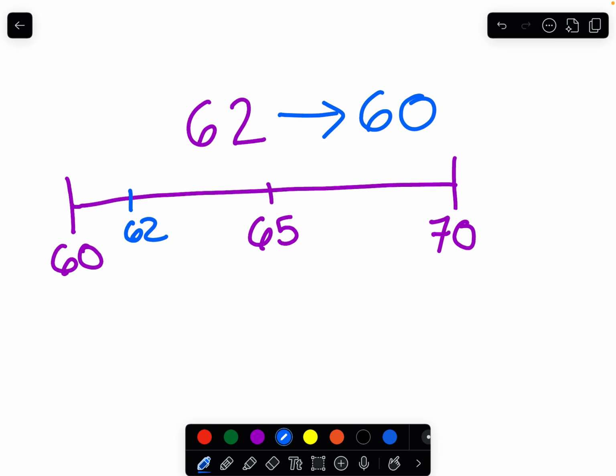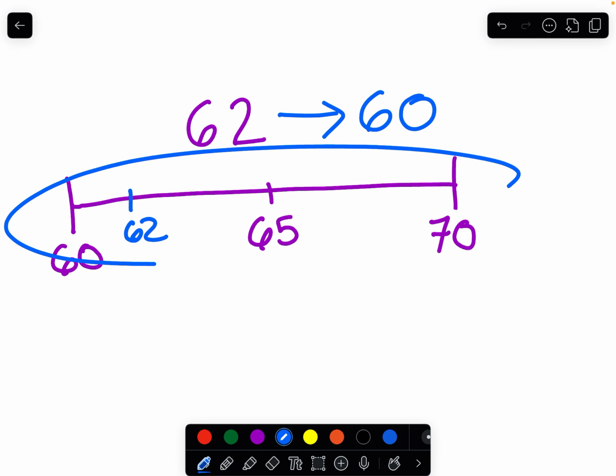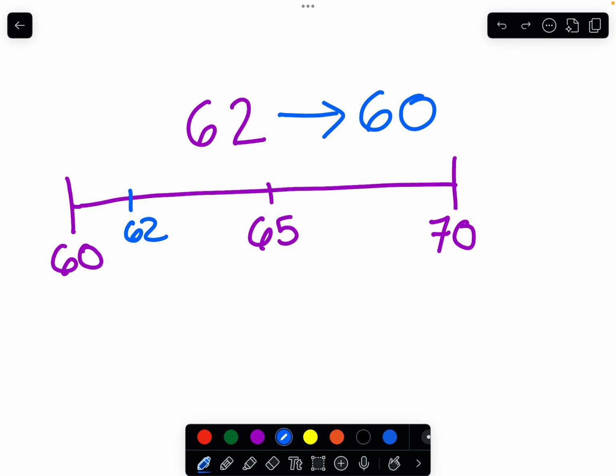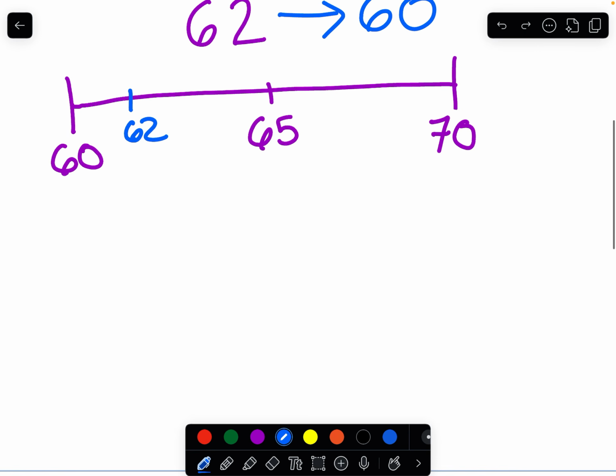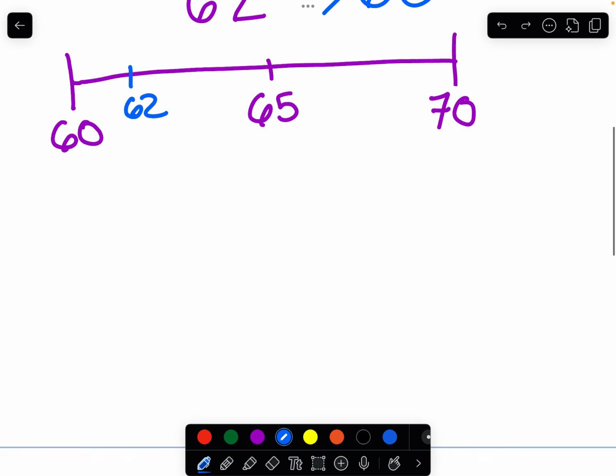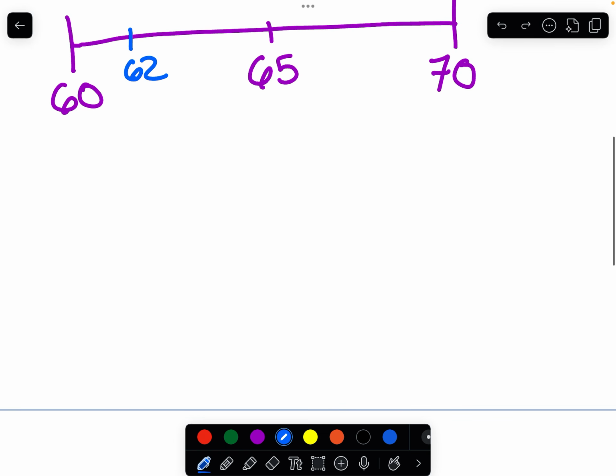Now you might be saying to yourself, well, does that mean that every time I round a number to the nearest 10, I have to draw a number line that looks like that? The answer is no. There is a helpful rule that allows us to know what to round a number to. And so the rule is this. When you are rounding a number, the first thing you're going to do, I should say to the nearest 10, let's do 53 as an example.